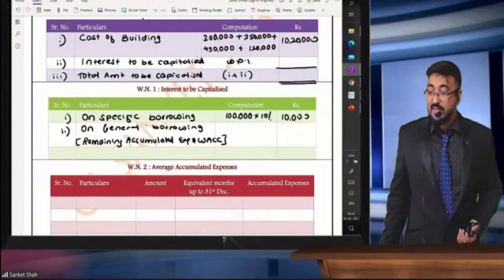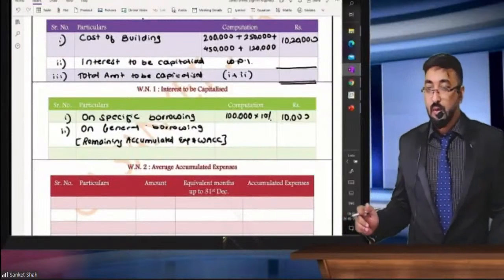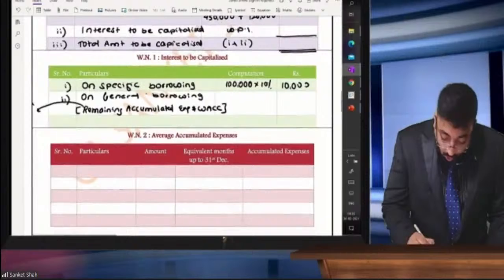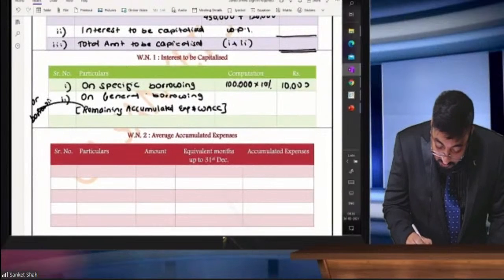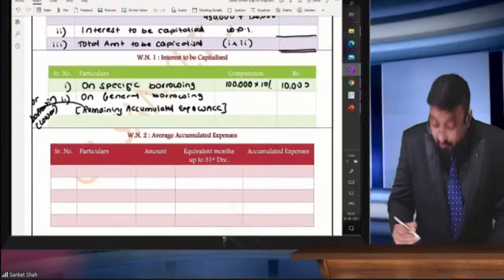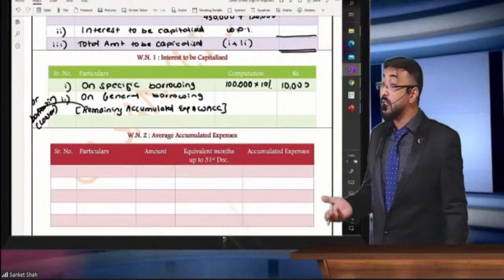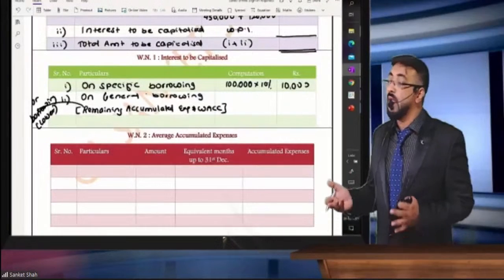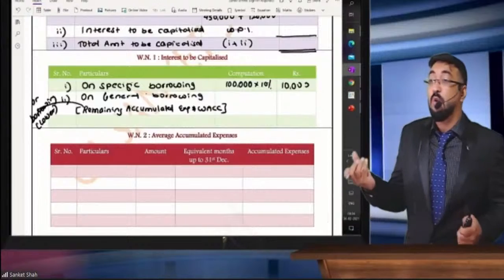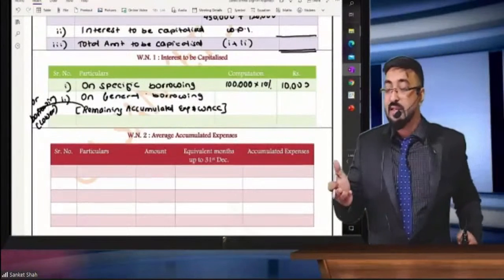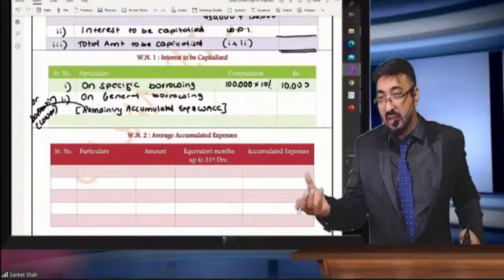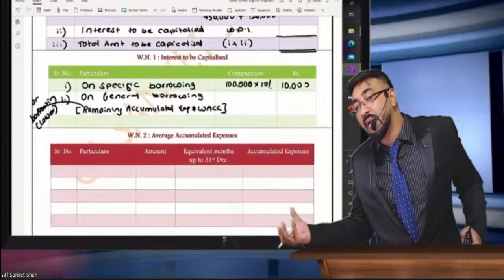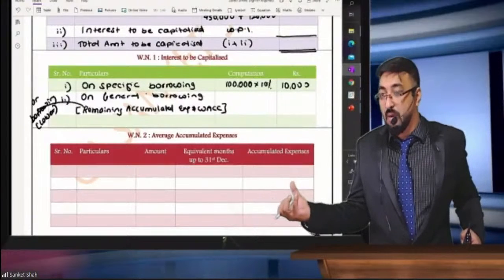So remaining accumulated expenses multiplied by WACC. Remember, this remaining accumulated expenses or borrowings, whichever is lower. If my interest cost is less than my accumulated expenses, then that amount has to be capitalized based on borrowing. Arre samajh le beta, it's very easy. Suppose my expenses are 10 lakhs and my borrowing is only 8 lakhs. In that case, I will consider only 8 lakhs to be capitalized on the 8 lakhs interest amount.